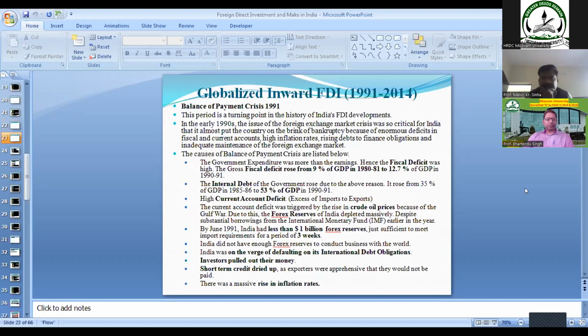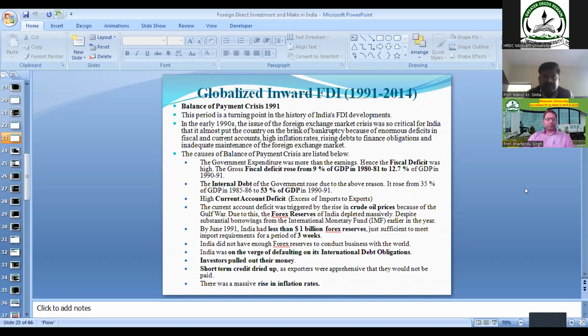Now the globalized inward FDI policy. Before 1991, our economy was more or less a closed economy. We followed a closed economy and import substitution policy because the level of foreign reserve was not sufficient for making payment for imports. So that's why India followed the import substitution policy.